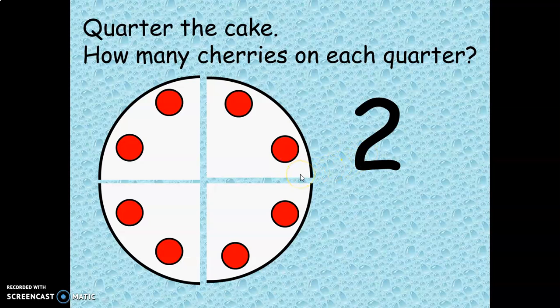How did we get 2? We divided the cake into 4 parts. Since we had 8 cherries, we start by giving 1 to each quarter, one by one, until our cherries are over. So how many cherries are on 1 quarter? 2. A quarter of 8 equals 2.